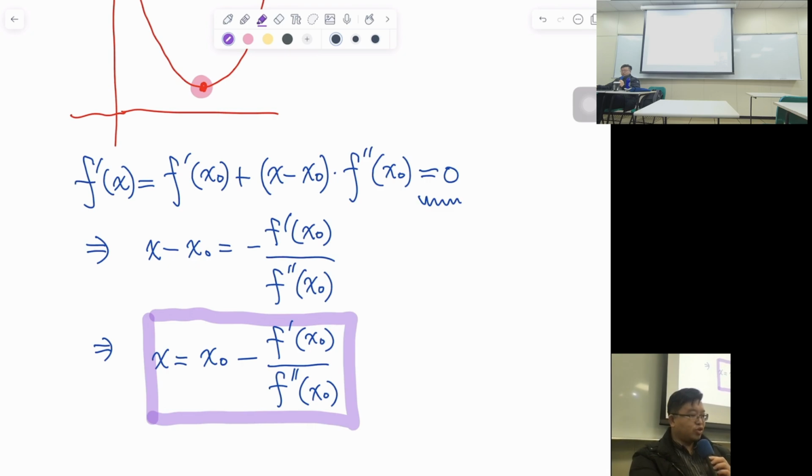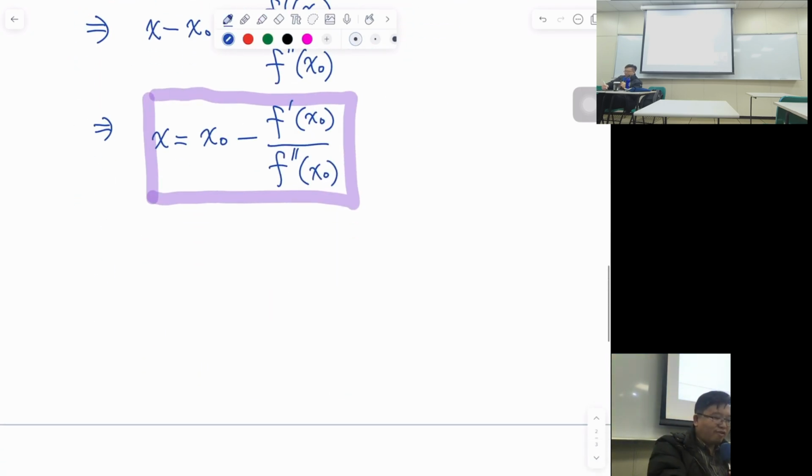So can we just use the equation to find the extreme point? Yes, this is the equation. But when we do that, that is only the minimum point for that second order approximation. That is not the true solution yet. So what happened was, if you have a function like this, so this is x, this is your f.